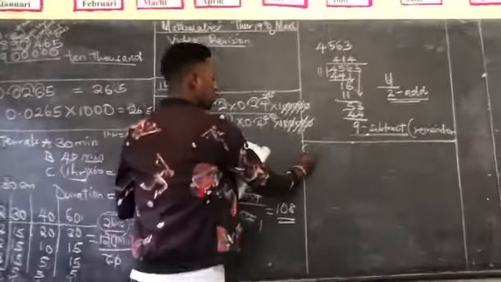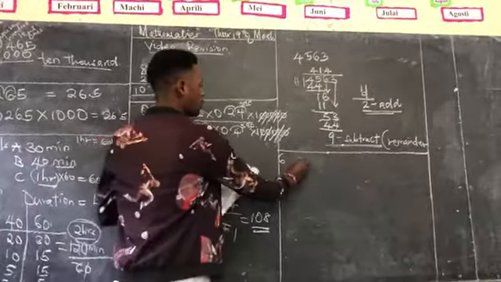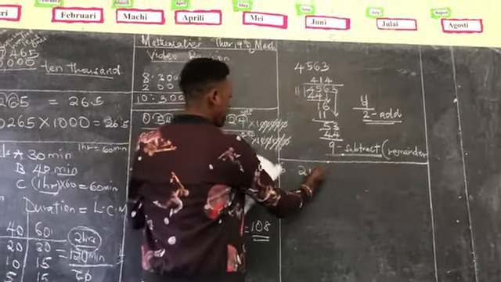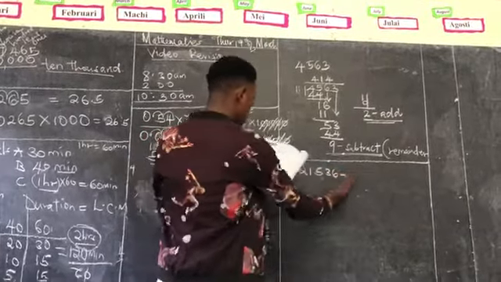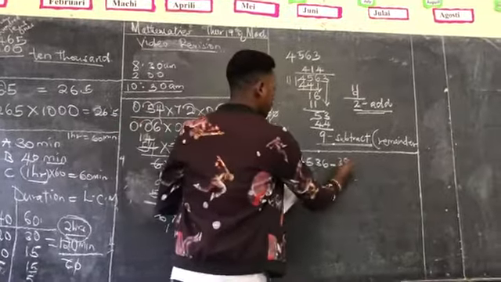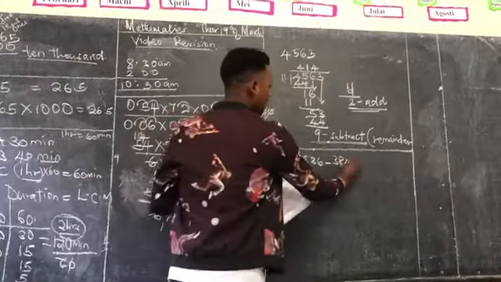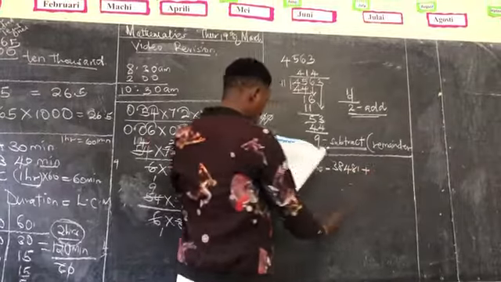Then number 6, it was workout: 21,536. You subtract 38,481. You add 2.